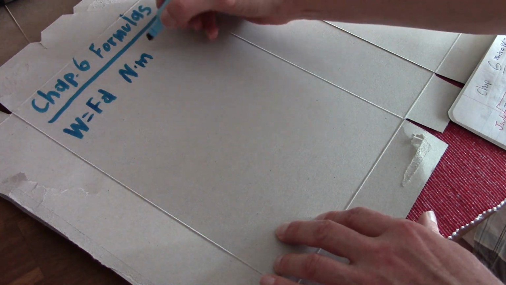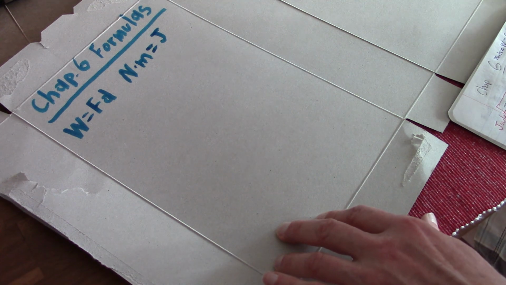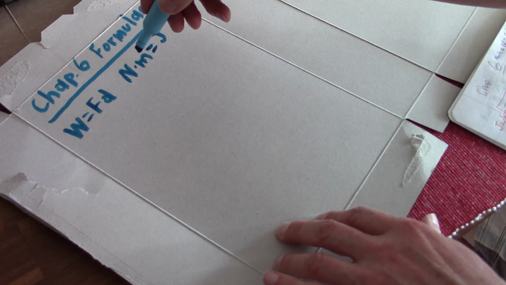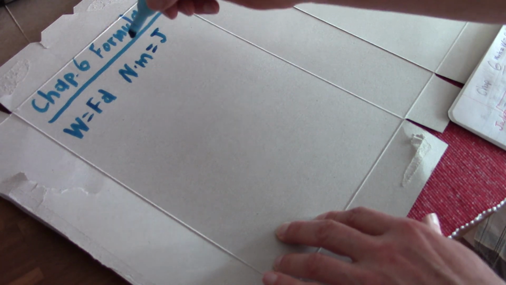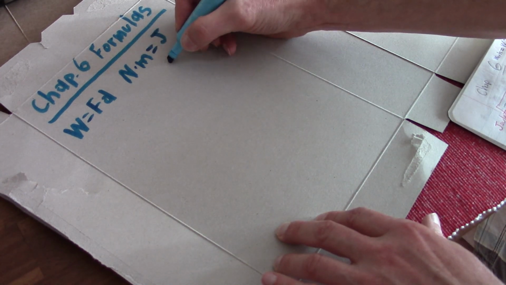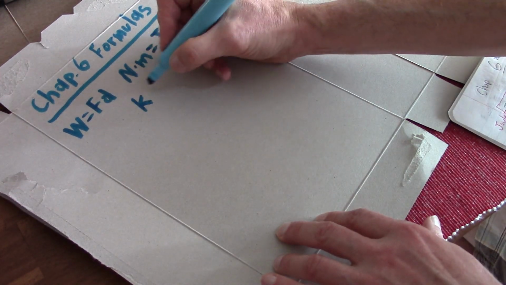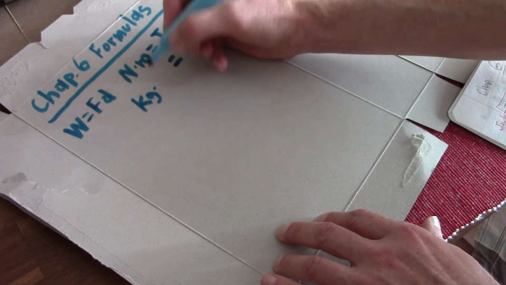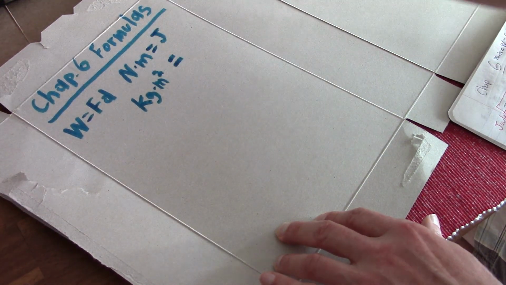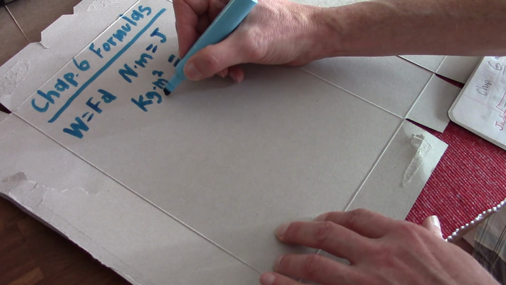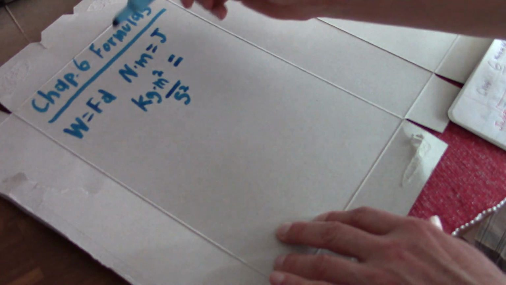calling a Newton meter a joule, right? But a Newton is a kilogram meters per second squared. So a joule is equal to a kilogram meters squared per second squared.